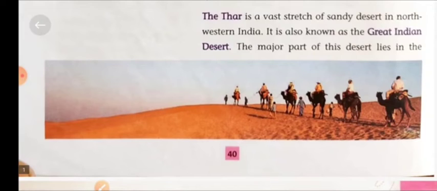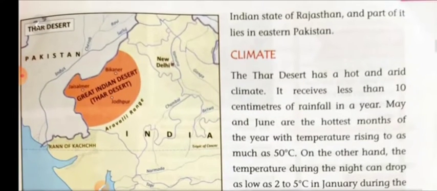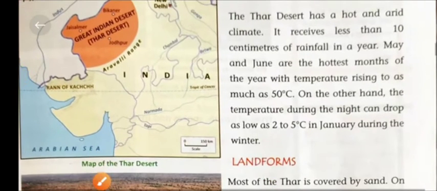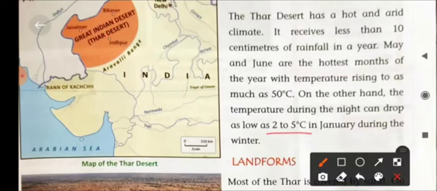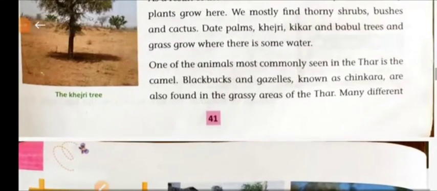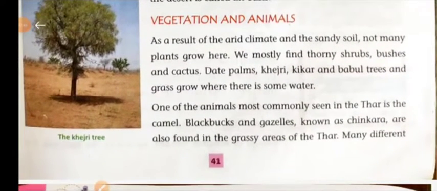This is the desert region, called the Thar Desert, and it is also known as the Indian Desert. It lies in the western part of Rajasthan, from the Aravalli range, and some part is also in Pakistan. In summer the temperature rises up to 50 degrees centigrade. In January it falls to 2 to 5 degrees centigrade. Now look at the vegetation and animals.